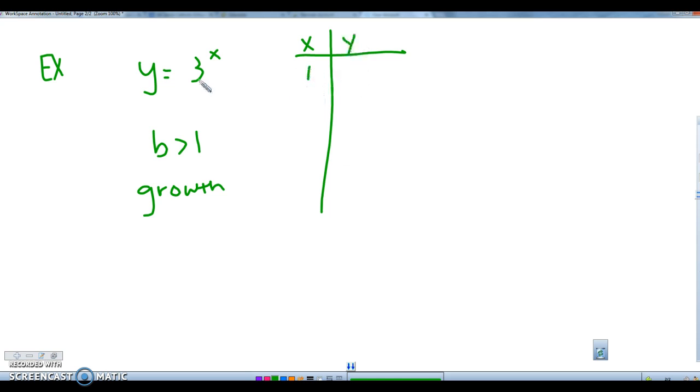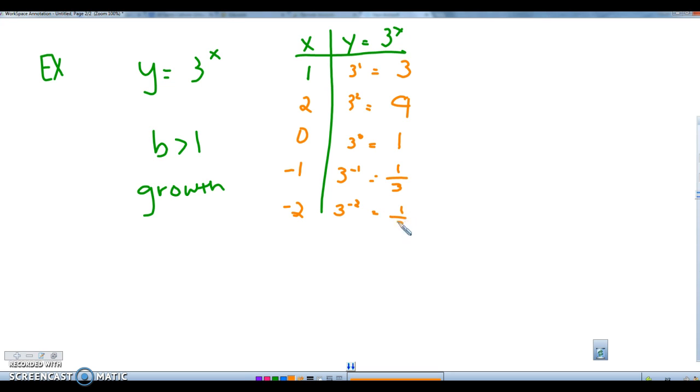So if x is 1, and I plug that into my formula, then 3 to the first is equal to 3. If x is 2, 3 squared is equal to 9. If x is 0, 3 to the 0, anything to the 0 is 1. If x is negative 1, 3 to the negative first power is really 1 over 3. And if x is negative 2, 3 to the negative second would be 1 over 9. Okay? So we have some good points to graph with.